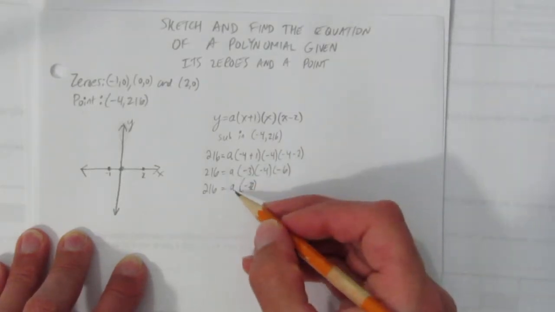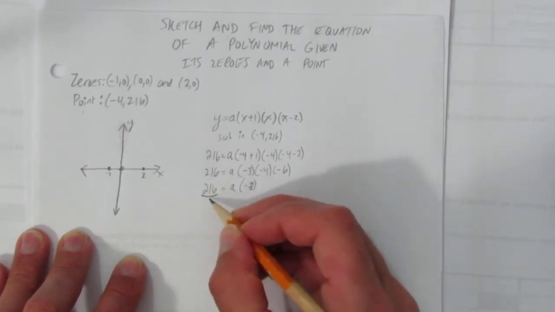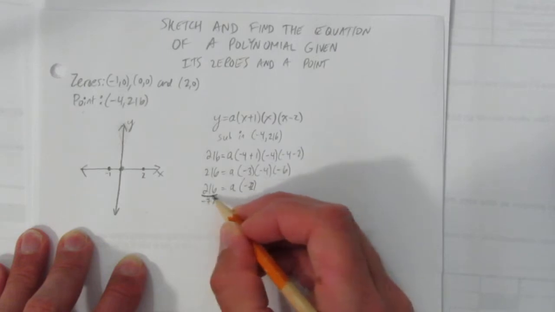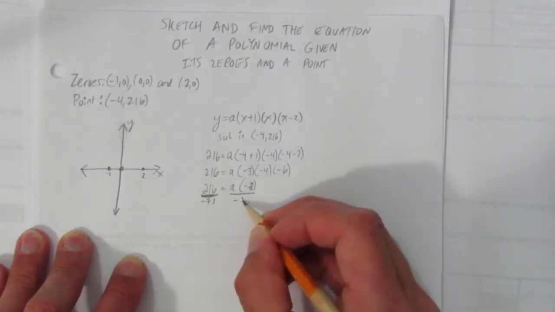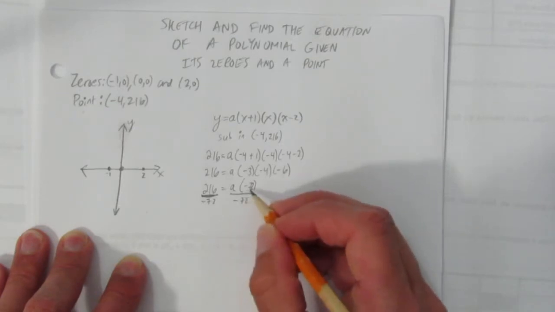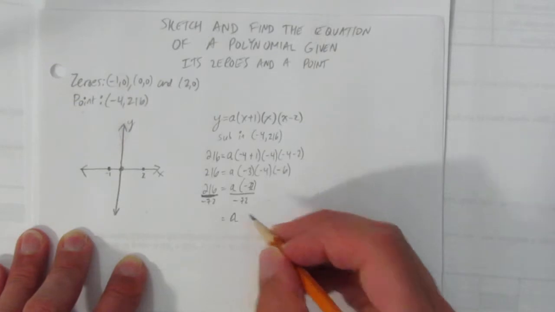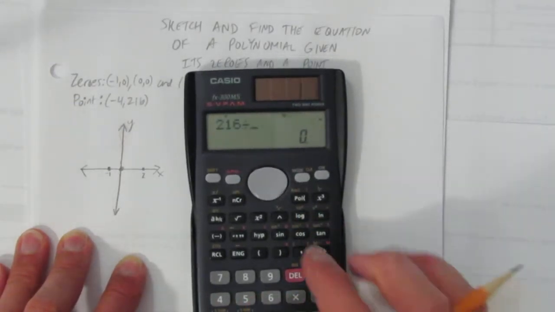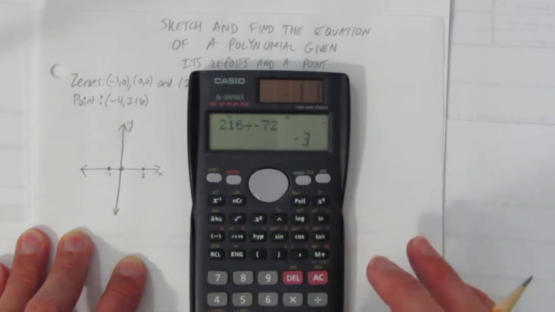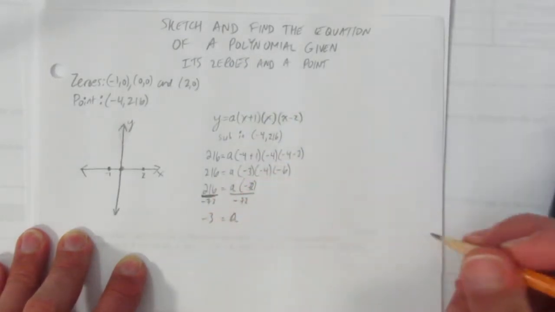The last step is to get a by itself. It's being multiplied by -72. So we're going to divide both sides with a nice straight division line. We'll divide both sides by -72. -72 divided by -72 leaves a, which is what we want. And 216 divided by -72 gives -3. Now we know the stretch value is -3.